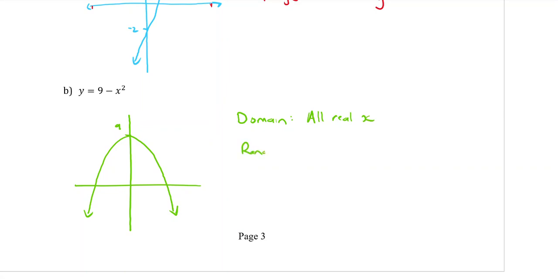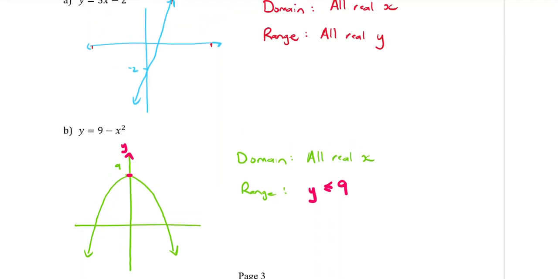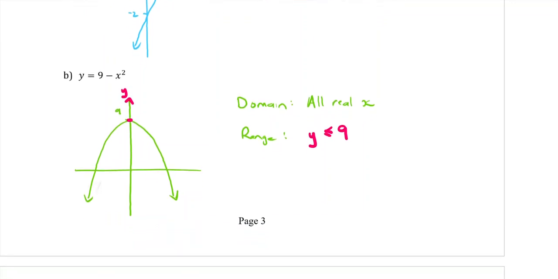The range this time is different. So the highest value on my y-axis that my parabola will ever get to is 9. It doesn't matter how many different x values I sub in, everything is going to be 9 or less. So that means my range is going to be y is always going to be less than or equal to the 9. It won't ever exist above that 9. Okay, so those are ones that you could do if you are able to draw the graph.